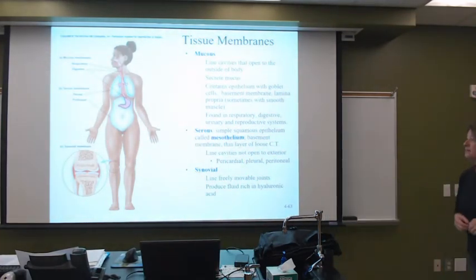For the, I think this is the last part of the chapter, getting into some of the membranes of the body. The tissue membranes we have: mucus, serous, synovial. A mucus membrane. This is what we're going to find lining anything that opens to the exterior environment. Respiratory tract, digestive tract.